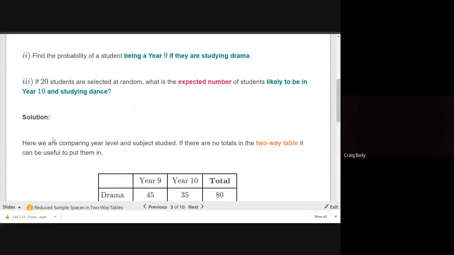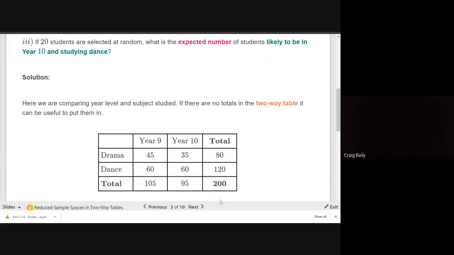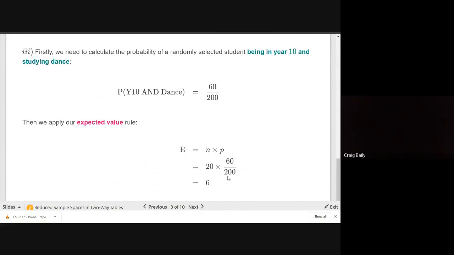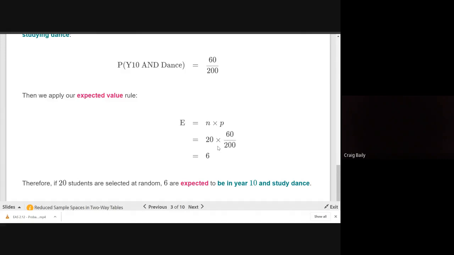And we'll keep in mind there, this third question says 20 students selected at random. Whenever you see selected at random, that means we're going to be looking at the total in the entire sample, or 200. So what we will do, we will take the probability 60 over 200 times the number of trials, and that would be 6.